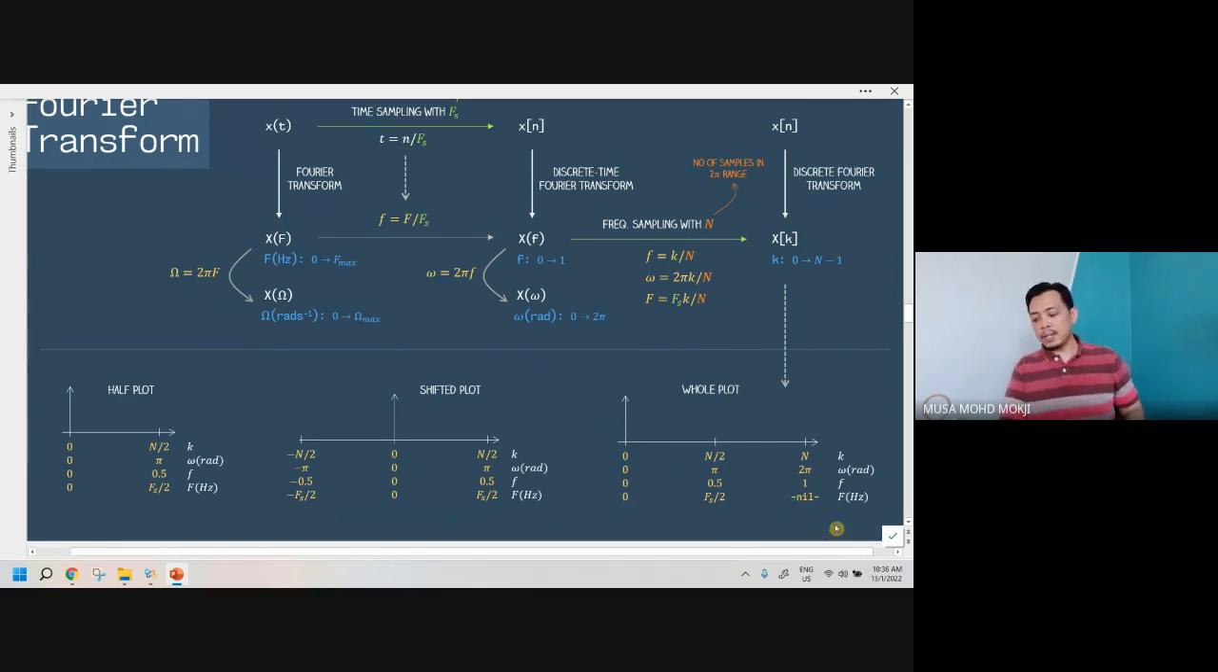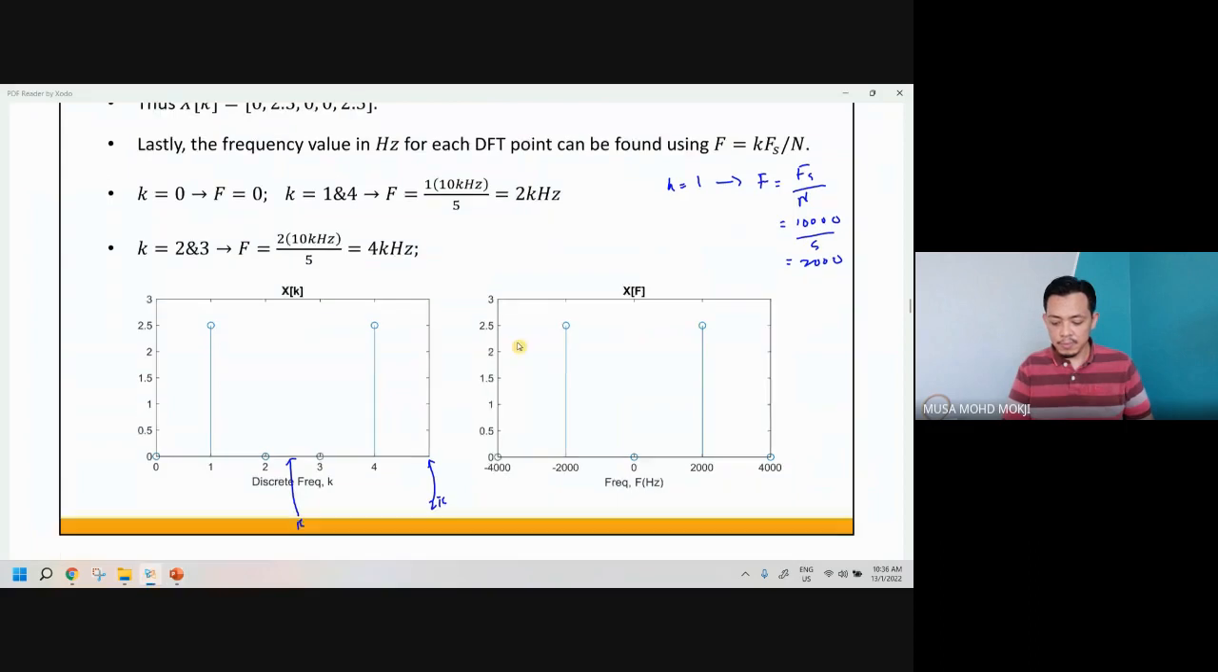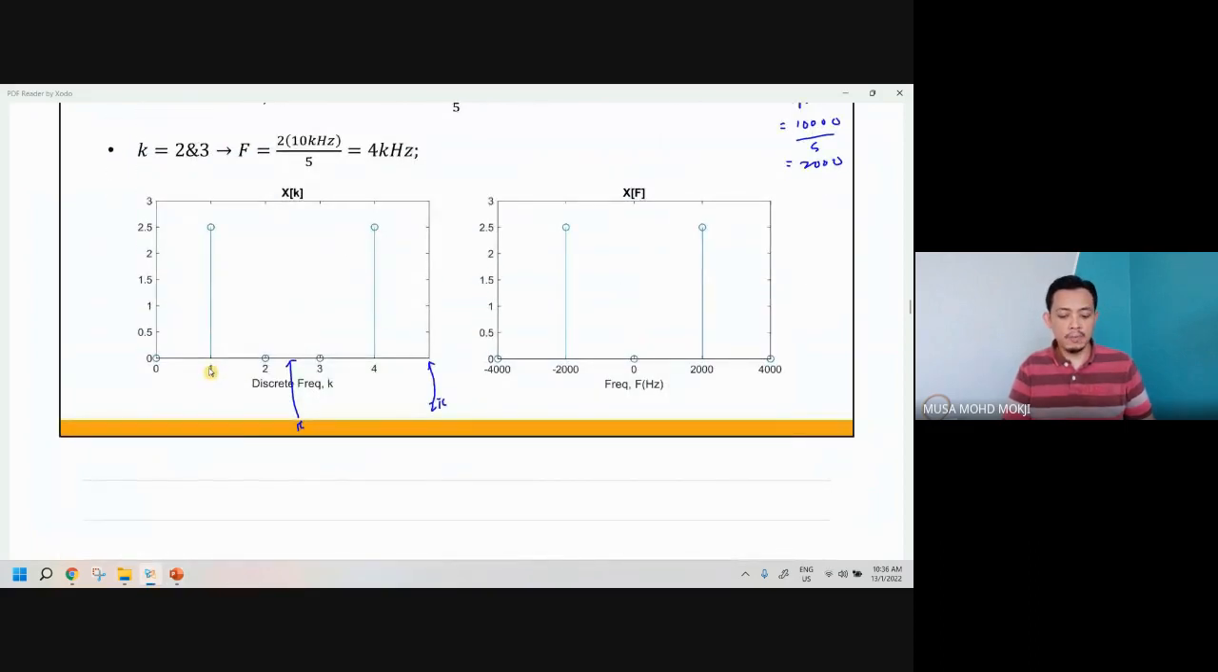But if we look at this carefully, for a frequency in hertz the range is from 0 up to fs over 2, and then we shouldn't plot the second region, because it is the conjugate. On the whole plot you cannot plot that, because it will not be accurate. So in our example, this one will be 2000, this one will be 4000, and this one will be 6000. That 6000 is an error.